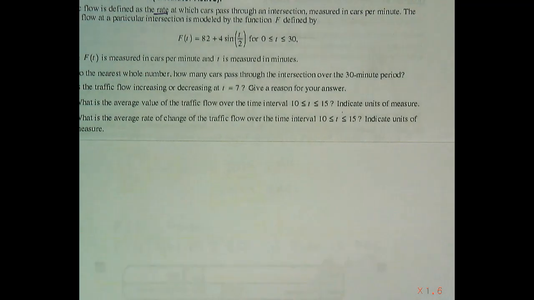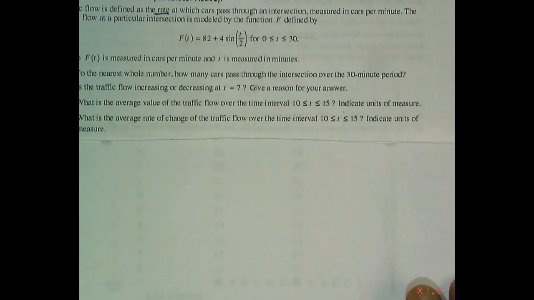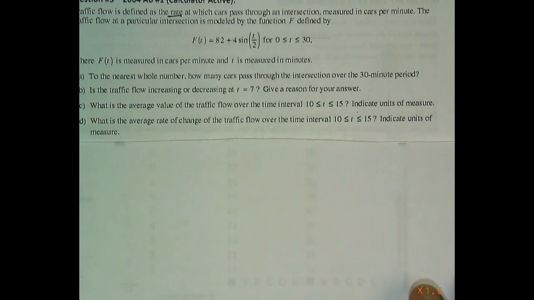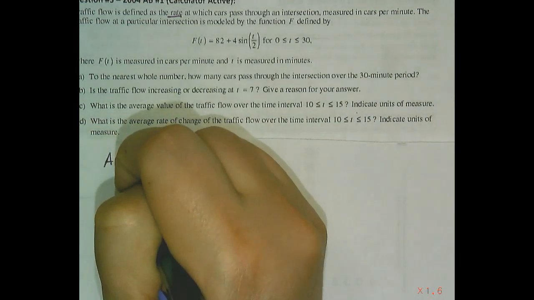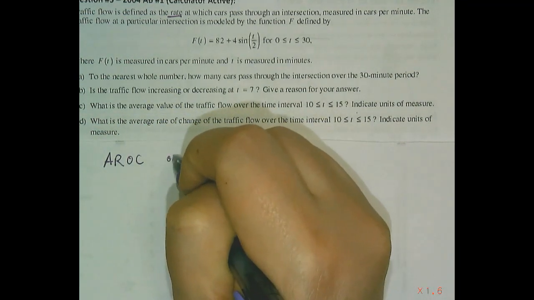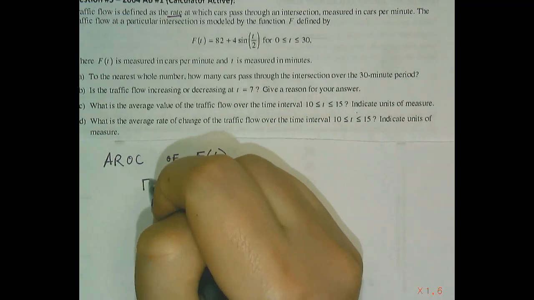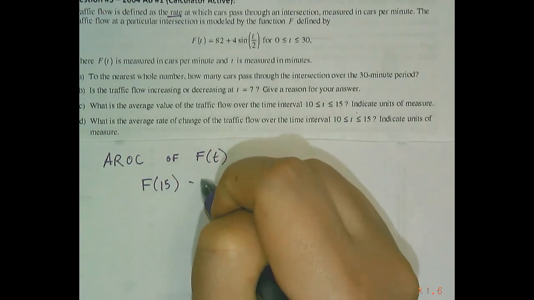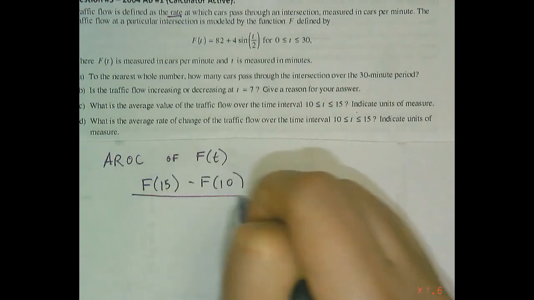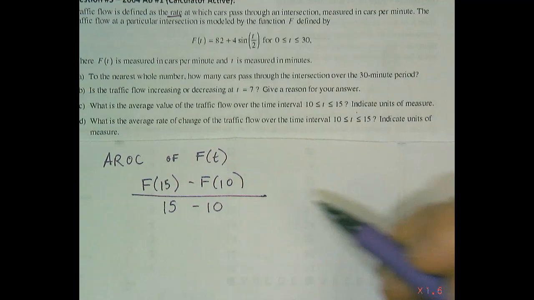All right, on to part D. What is the average rate of change of traffic flow over the time 10 to 15? The average rate of change of f of t. That's all it's asking us from time 10 to 15. So that'd be f of 15 minus f of 10, over 15 minus 10.